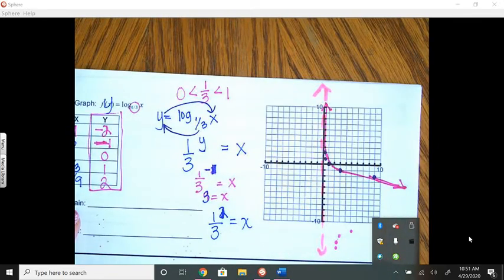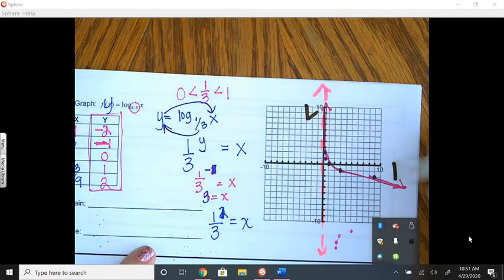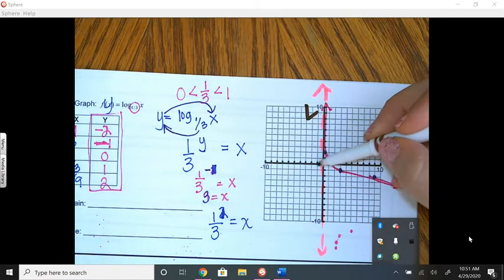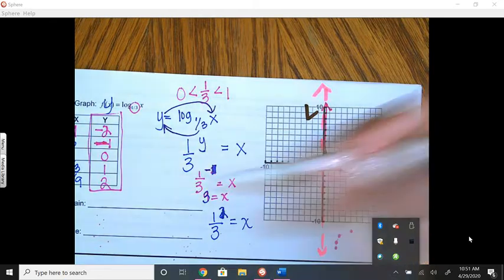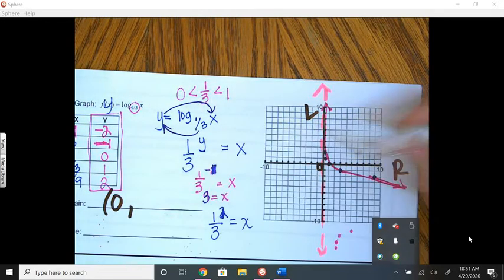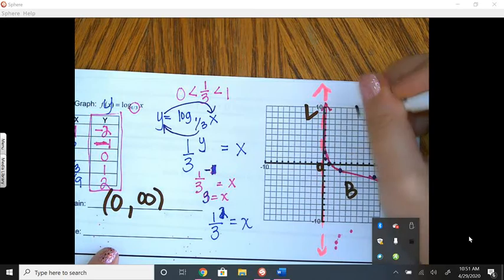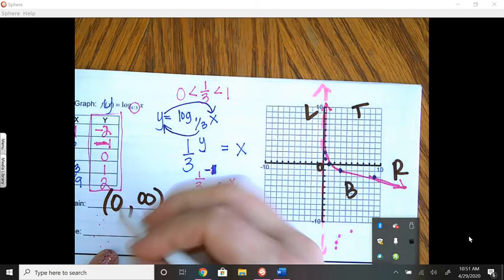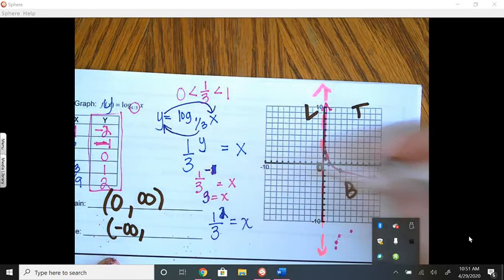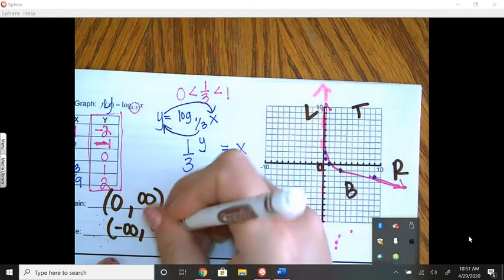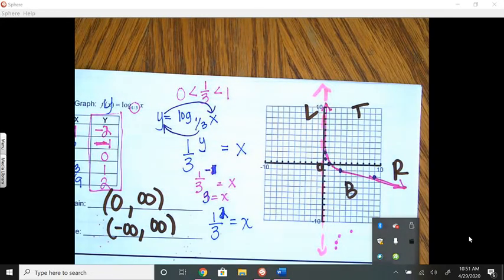So then our domain, from the left to the right, it's getting closer and closer. Again, it's the x-axis we're looking at, left to right. It's going to start at 0 but never touch it, and then the x values are going to keep going and going to the right. The range is from the bottom to the top. At the bottom it's going infinitely down, and as we go to the top it keeps going up. Okay.